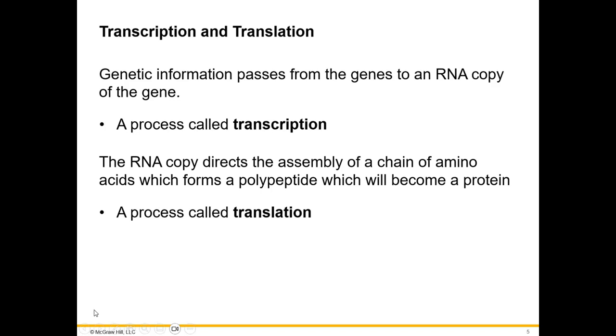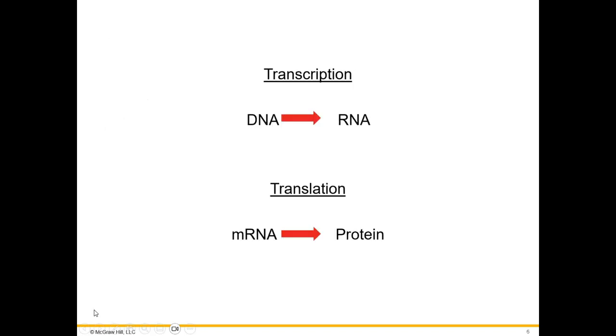So we're summarizing the two steps. First, we have transcription, which is where our genetic information passes from the genes to an RNA copy. That's like writing it down as RNA. And then our RNA copy will direct the assembly of a chain of amino acids, which are going to form a polypeptide, which will then become a protein. And that process is translation. Transcription, we're turning DNA into RNA as a copy. Translation, we are taking that RNA copy and the instructions that it carries to create the protein.